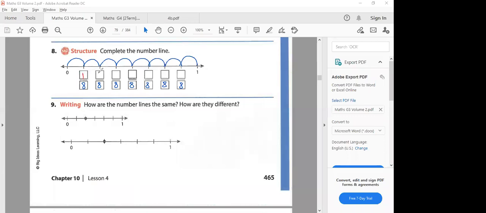Excellent. Second, 2 over 8. Then 3 over 8. Yes, 5 over 8. 6 over 8. And 7 over 8. Excellent. So we found the missing fractions. Is it easy or not? Easy. Okay, Amr, thank you.